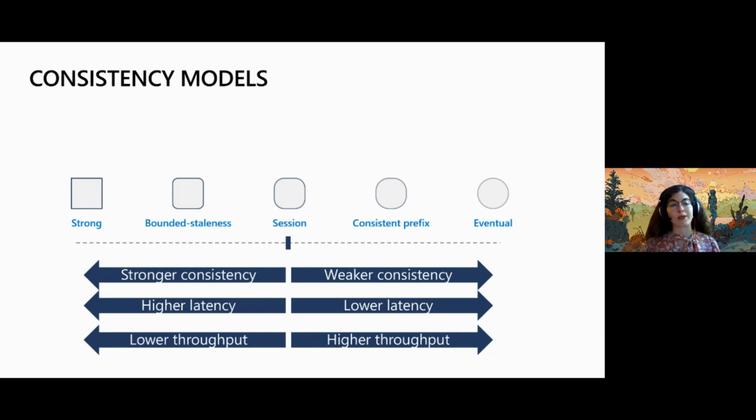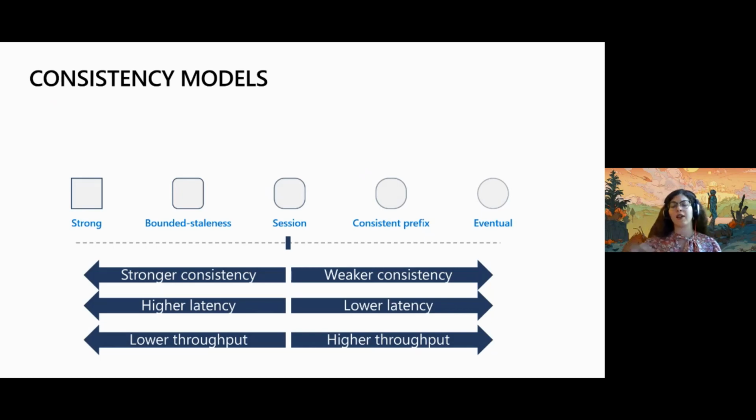The further left we go on the spectrum of consistency, the stronger the consistency becomes. We have higher latency because basically we need to wait for the data to be replicated across regions, and the throughput becomes lower, and we will explain why this happens. In session, basically, it means that you read your own writes, right? So imagine chatting, and you are able to see what you have sent to the other person.